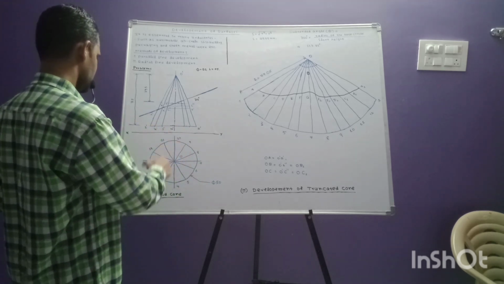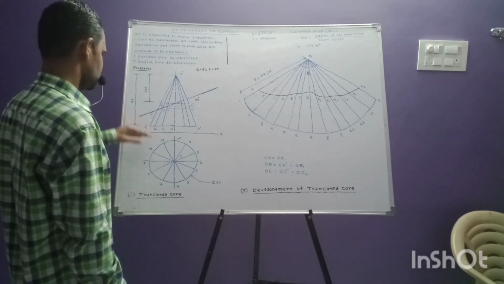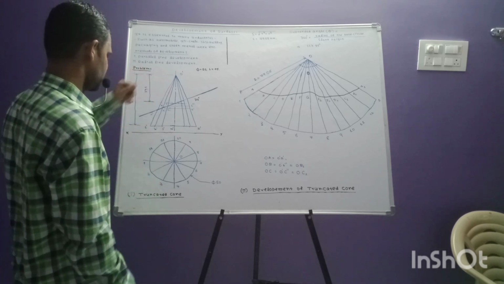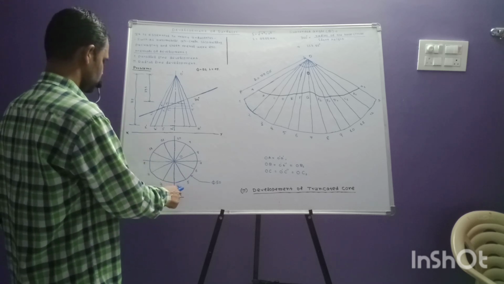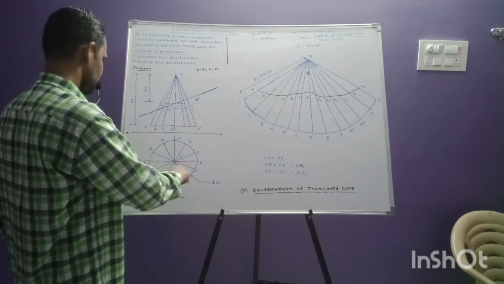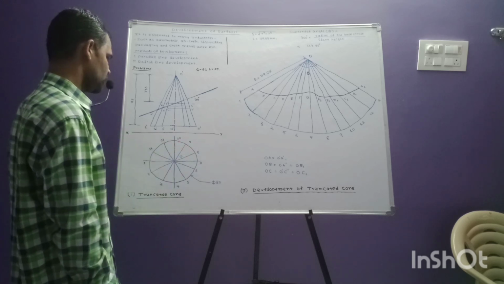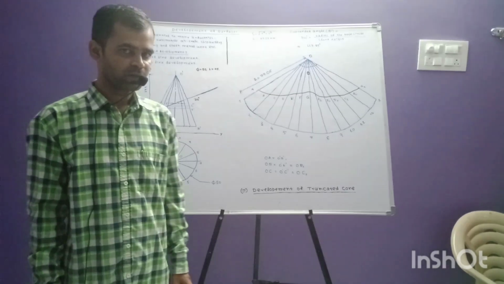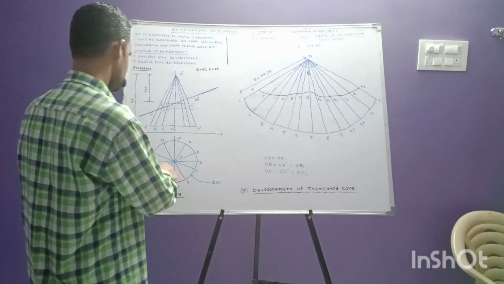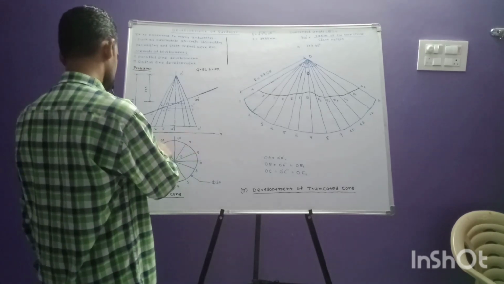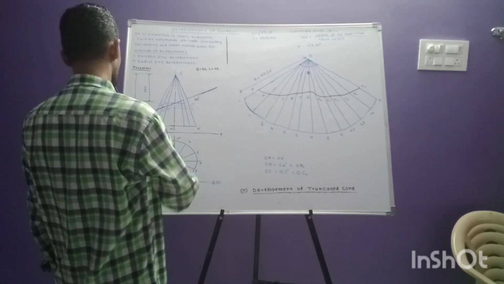So first we have to draw the top view, and the same thing will be projected here. So this is the reference line. This circle is the top view. It is divided into 12 equal parts. It should not be taken less than 12. So we have numbered here 1, 2, 3 like this up to 12. So the same points are projected in the front view.